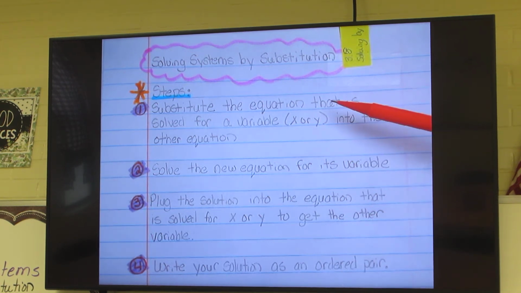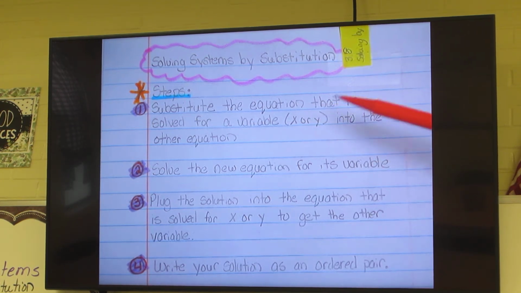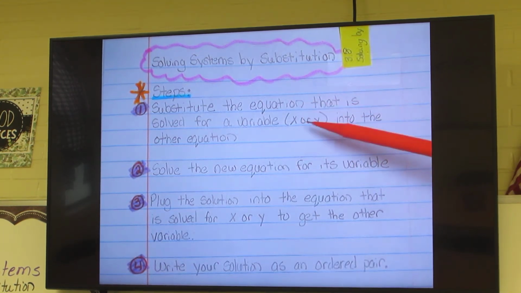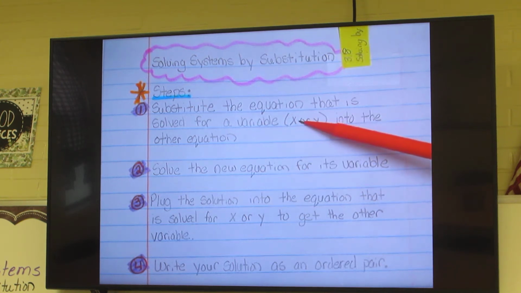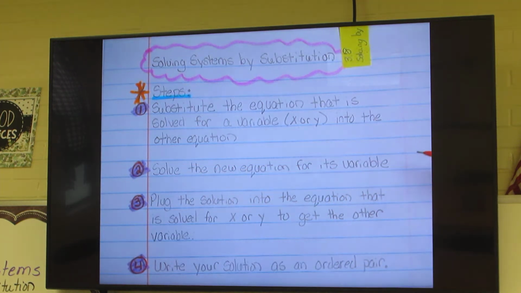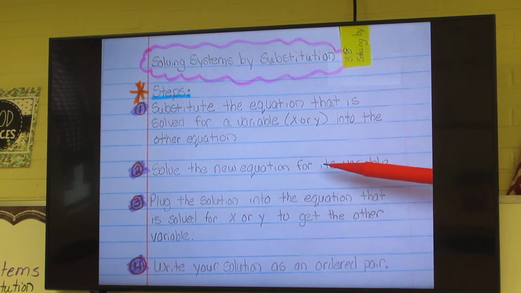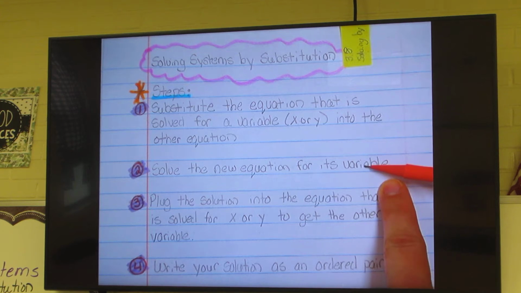And it may seem like gibberish right now, but it'll make a little bit more sense when we see the actual equations. But we look and see which equation is solved for a variable. It could be solved for y or x, and in ours they're going to be solved for y. Take that equation, take that expression, whatever y is equal to, and substitute it in to the other equation. This should create an equation that has all the same variables. So once you have an equation with all the same variables, solve the new equation for its variable.